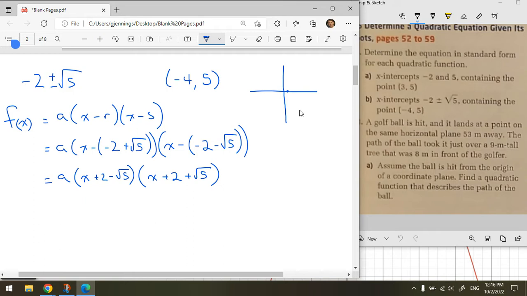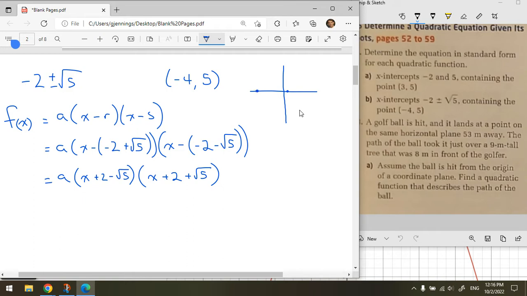Barely positive, because root 5 is about 2.2. So -2 plus root 5 is about 0.2. So it's barely on the positive side. And then -2 minus root 5 is quite negative. So we know it has roots there and there.